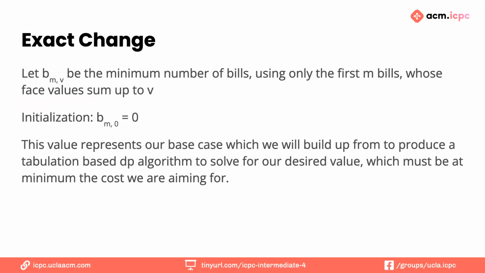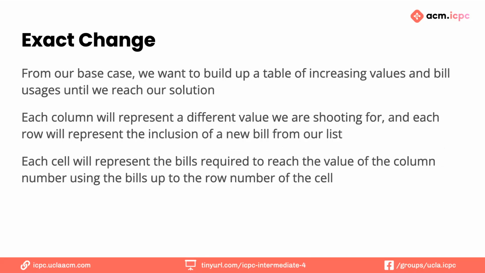So we know that to pay for something that's free, you don't need any bills. But now we need to work up via our transition step to higher values and greater numbers of bills. So we basically want to build up this table of increasing values and increasing bill usages by expanding out each row and then each column. And like I said, each column will represent a different value that we're trying to reach as our target amount, and each row will represent a different bill that we are adding to this setup.